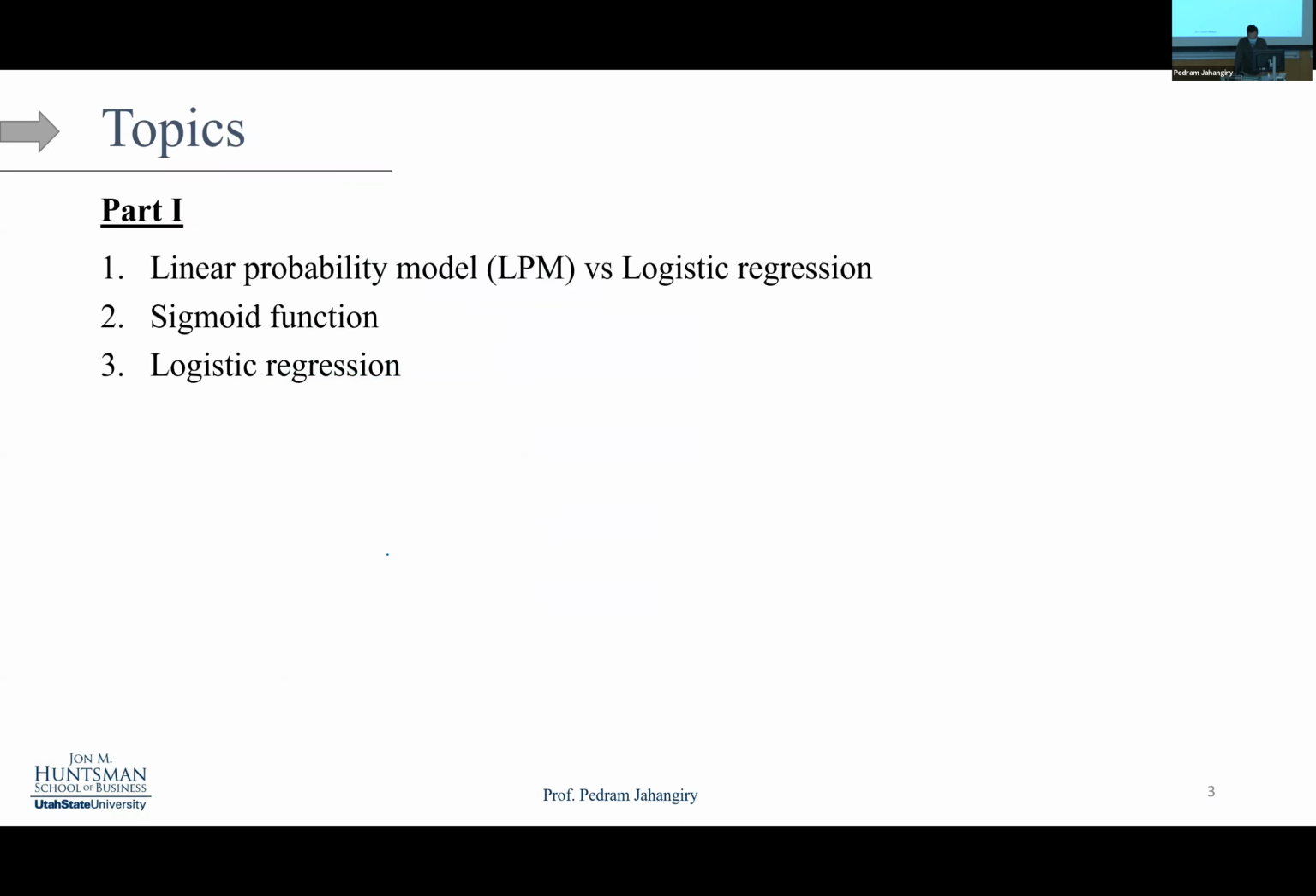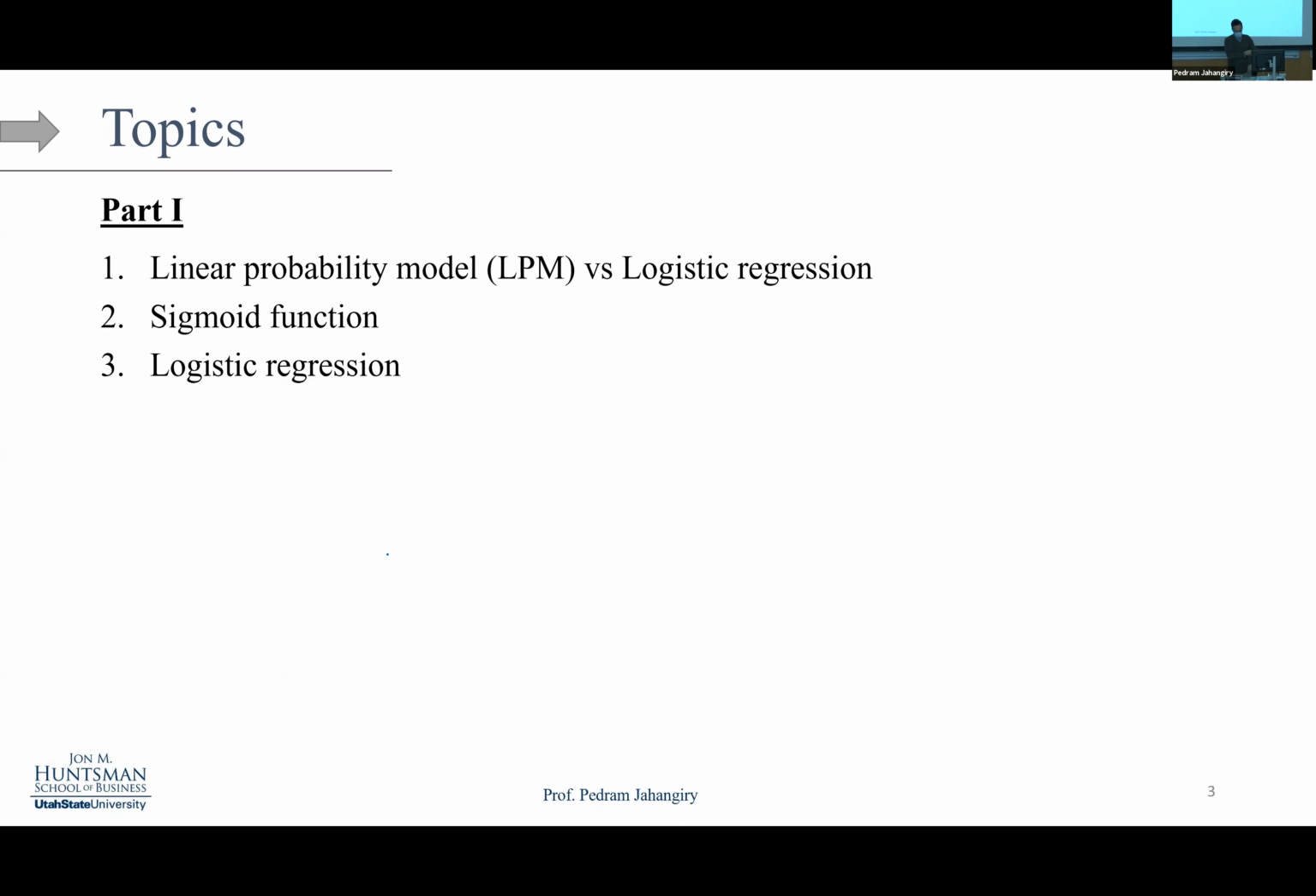Okay, so what are the topics that we cover here? Basically, we're going to start with the linear probability model versus logistic regression, right? We're going to see the most basic model that we can use as a classifier using a linear regression model. We call it the linear probability model.